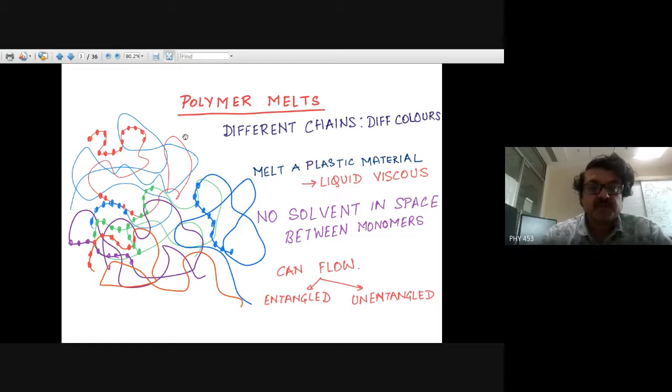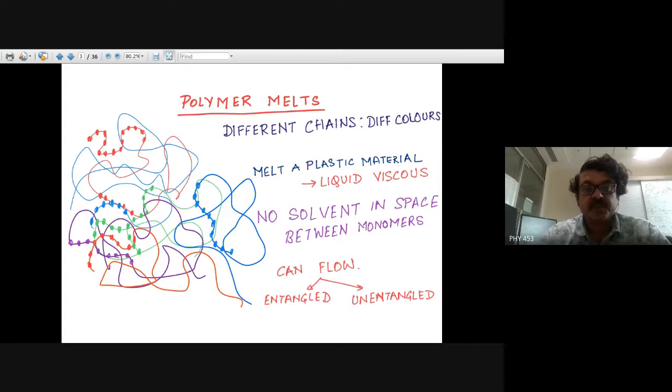Moreover, whenever we use the word polymer melts, basically we think of a viscous liquid. Of course, polymer melts at lower temperatures turn glassy. What does glassy mean? Please wait for some time. The point is there is no solvent in the space between monomers. It's all full of polymer chains. There's nothing in between except vacuum, intermolecular vacuum, if you like. So that's what a polymer melt is.